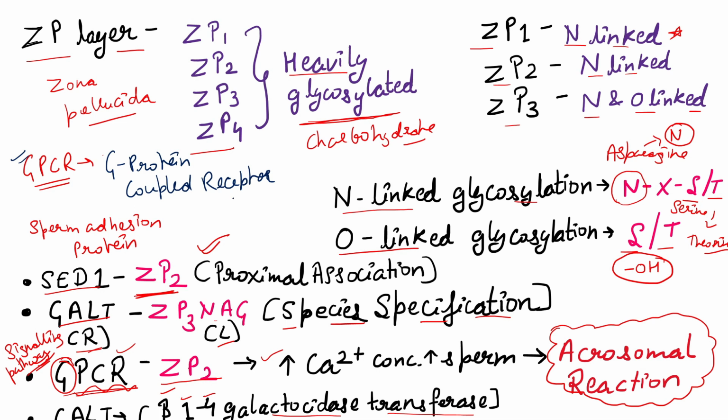So in short, I will tell you about GPCR: it spans the membrane 7 times. So it will span 1, 2, 3, 4, 5, 6, 7. Here the ligand would attach, and the ligand which is responsible is ZP2 in the case of ova. So what will happen once the GPCR is activated? It will signal for release of calcium ions. Thus calcium ions will activate the acrosomal reaction, which I have written already.